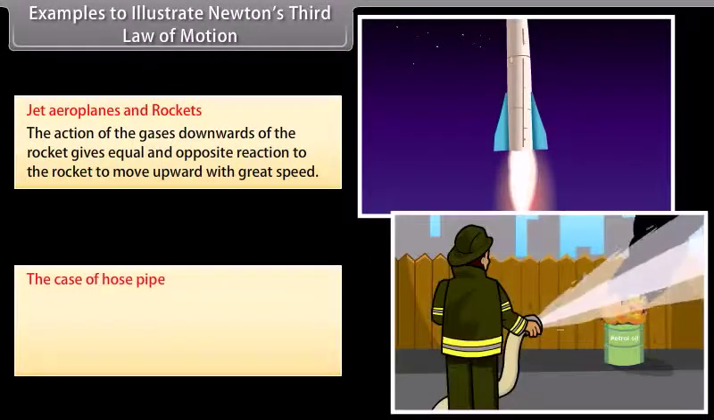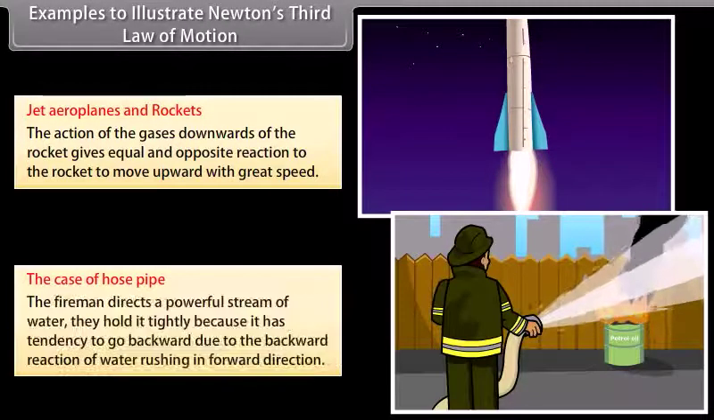The case of hose pipe. The fireman directs a powerful stream of water. They hold it tightly because it has a tendency to go backward due to the backward reaction of water rushing in the forward direction.